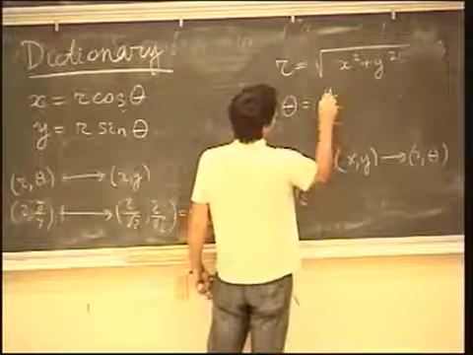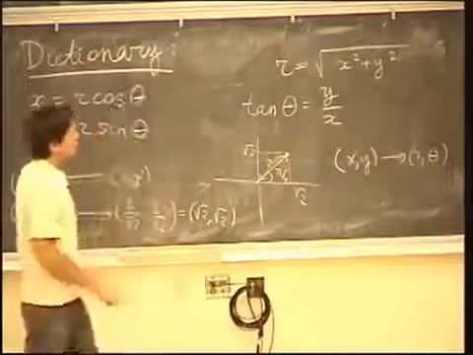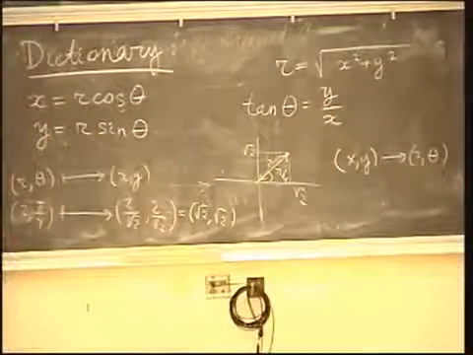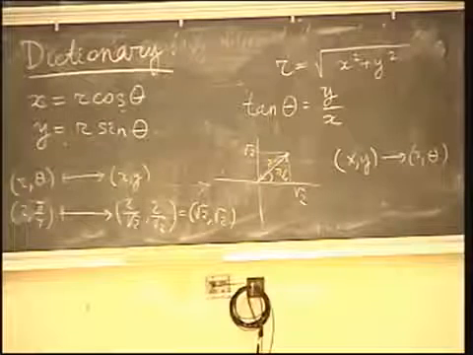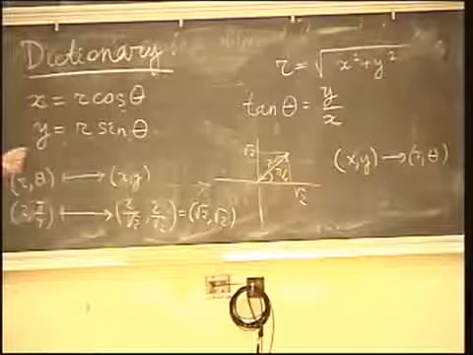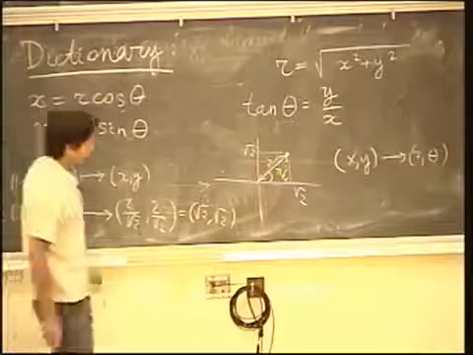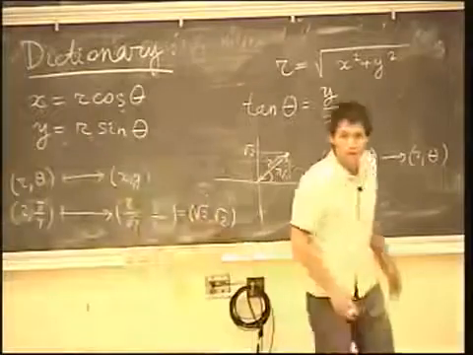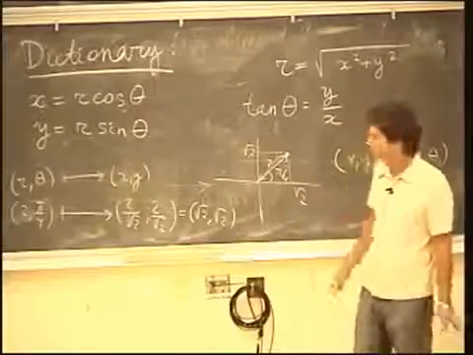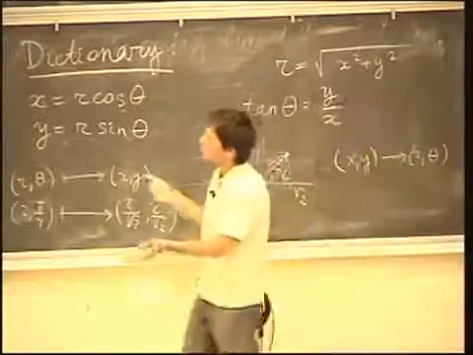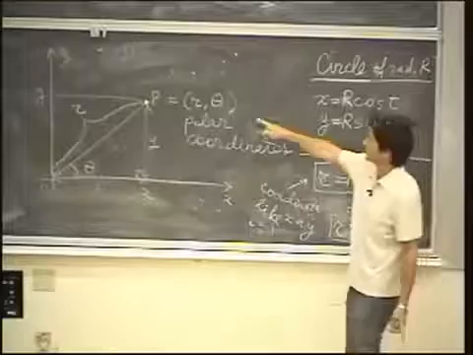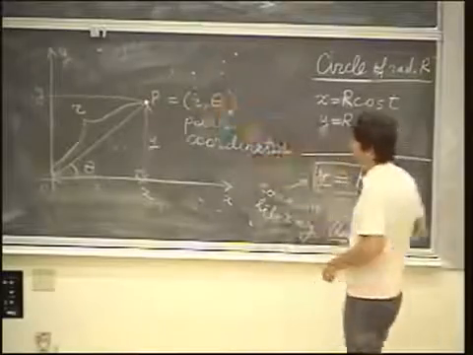And once you know the tangent of theta, you should be able to find what theta is. So at this point, actually, we have to address one question which I kind of swept under the rug, which is what is the possible range for r and theta? What are the possible values for r and theta?